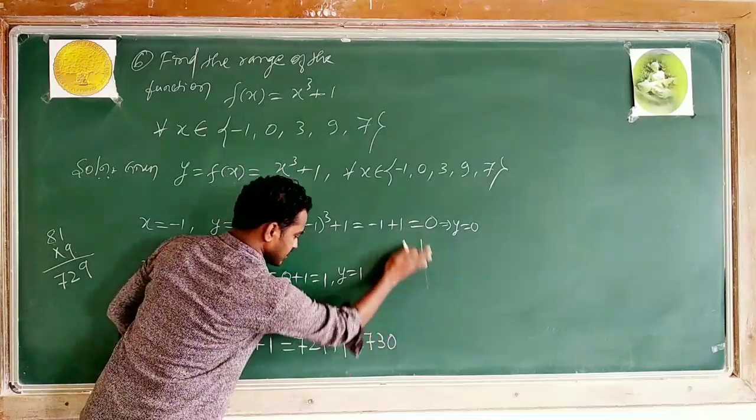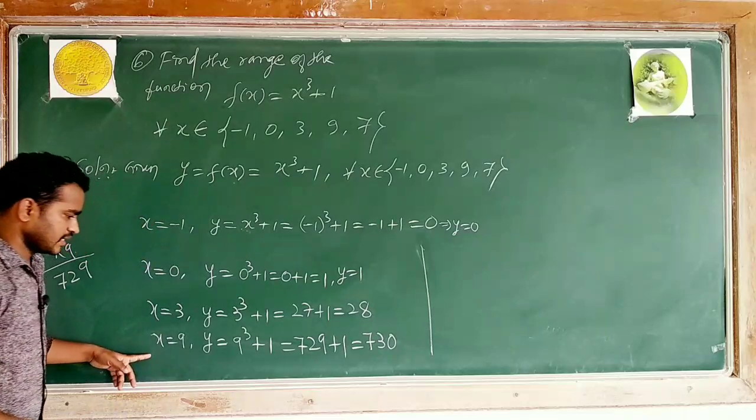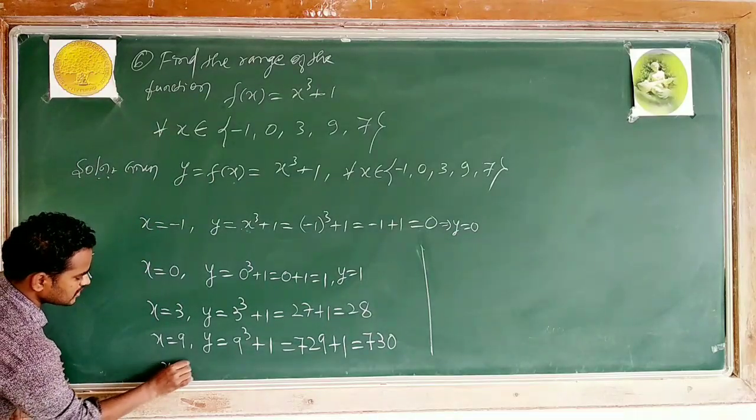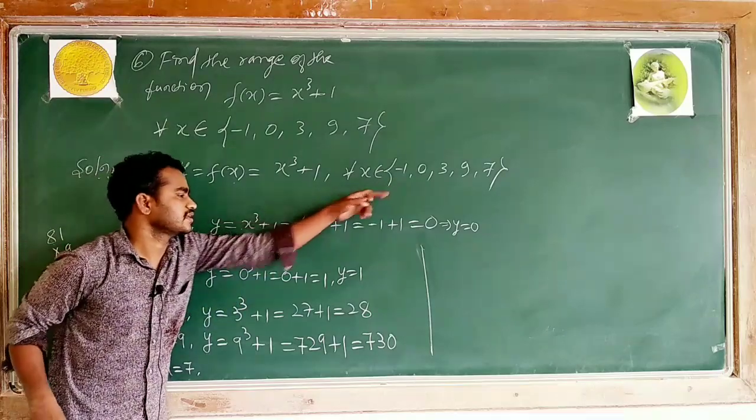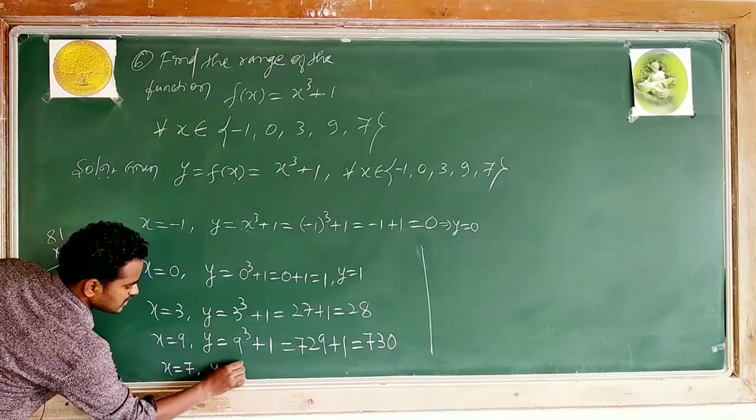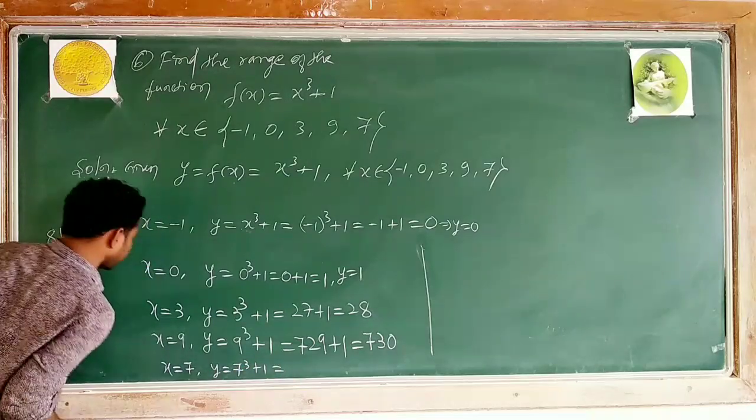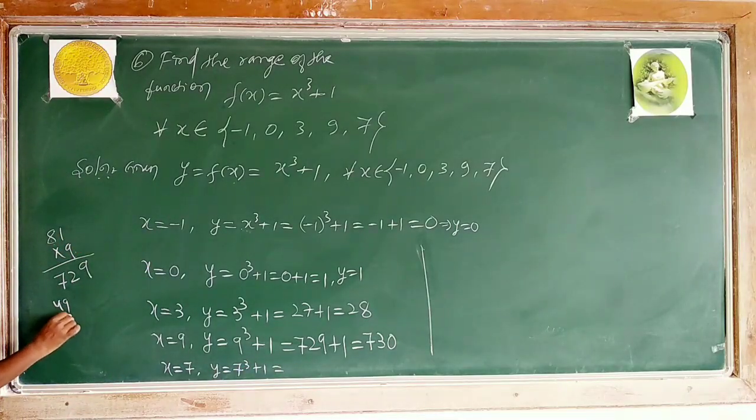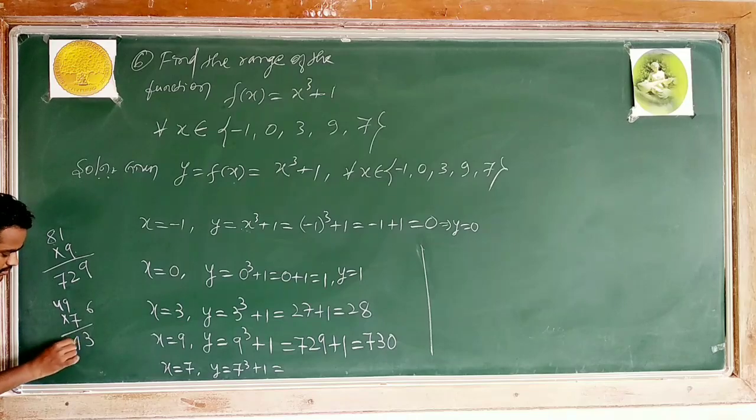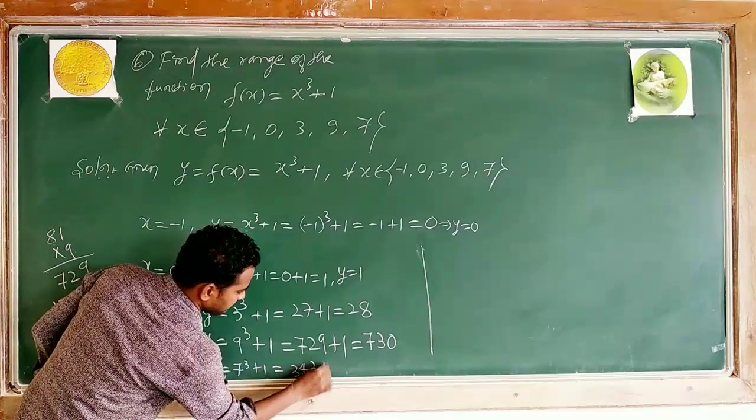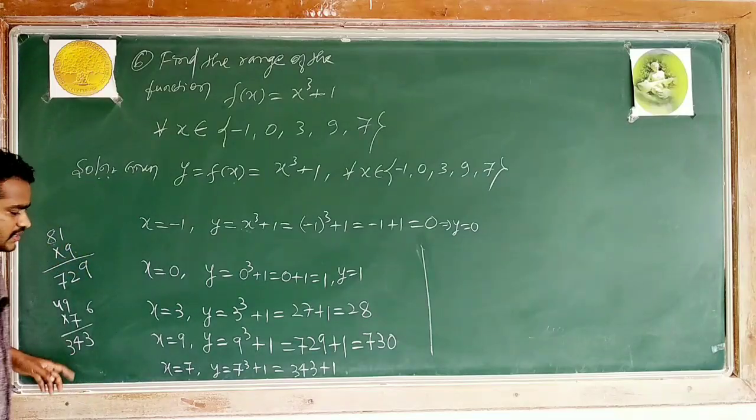Yes. And for another value, I will write x is equal to 7. Y is equal to 7 cube plus 1. What is 7 cube? 7 7s are 49. 49 into 7: 7 nines are 63, 7 fours are 28, 28 plus 6 is 34, so 343. 343 plus 1 is 344.